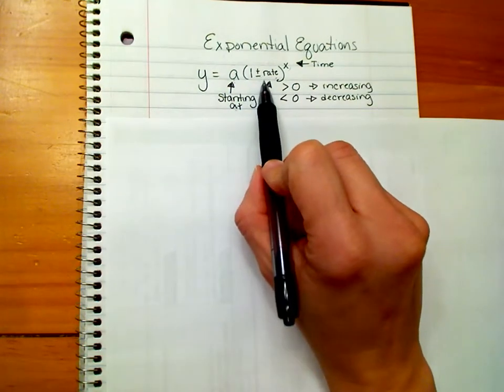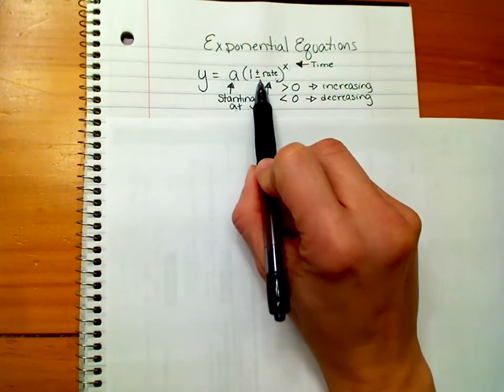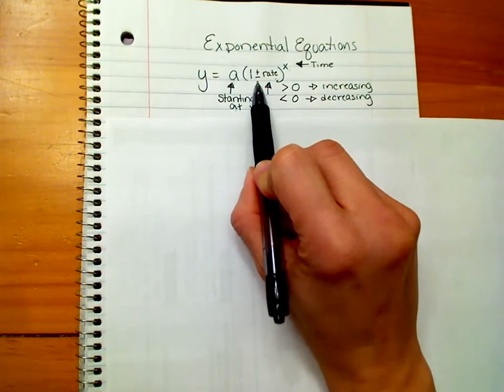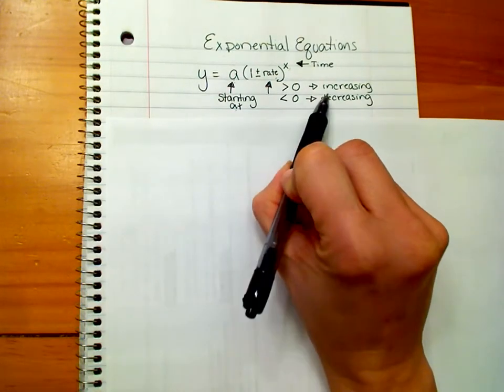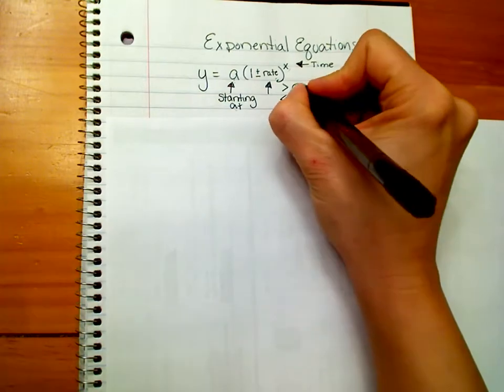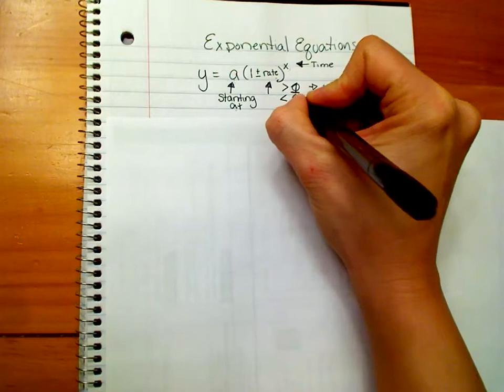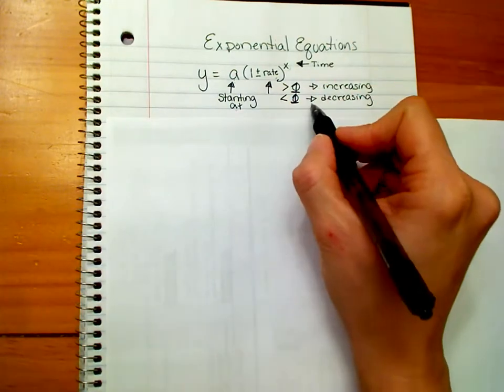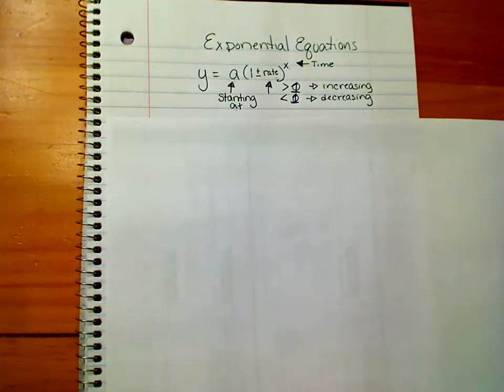Inside the parentheses, it's really important to recognize if it's increasing or decreasing. If that number is greater than 0, then it's increasing. I'm sorry, it should be greater than 1. My apologies. And if that number is less than 1, it's decreasing.